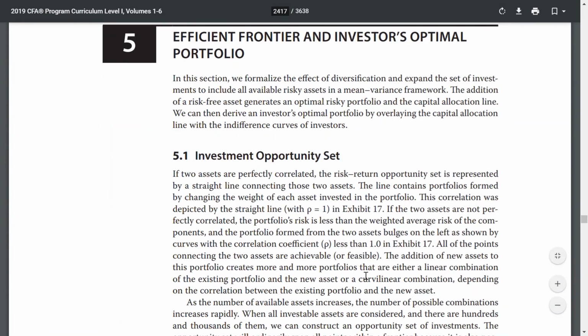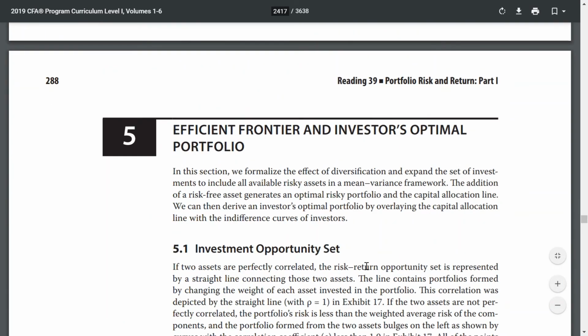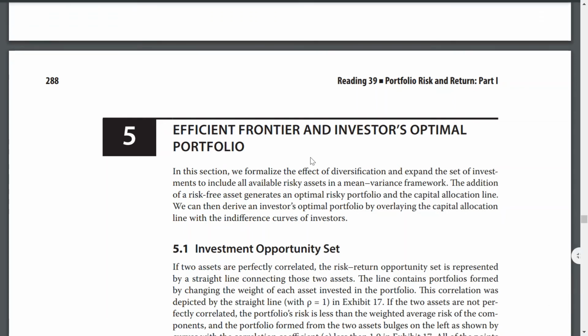Efficient frontiers and investors' optimal portfolios. In this section, we formalize the effect of diversification and expand the set of investments to include all available risky assets in the mean variance framework. The addition of the risk-free asset generates the optimal risky portfolio and the capital allocation line. We could then derive an investor's optimal portfolio by overlaying the capital allocation line with the indifference curves of investors.